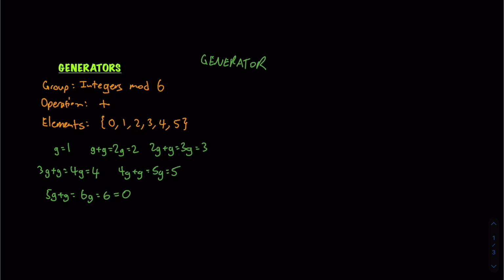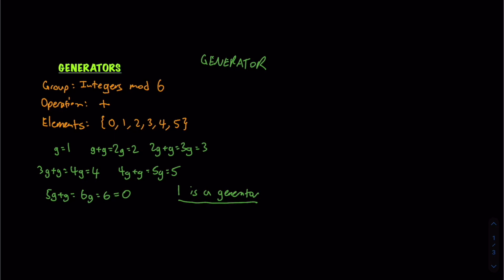Notice that for the element 1, when we apply the group operation addition to itself over and over and over again, we end up getting every element in this group. Therefore, we say that 1 generates the group of integers mod 6 under addition. Or we can also say that 1 is a generator of the group.